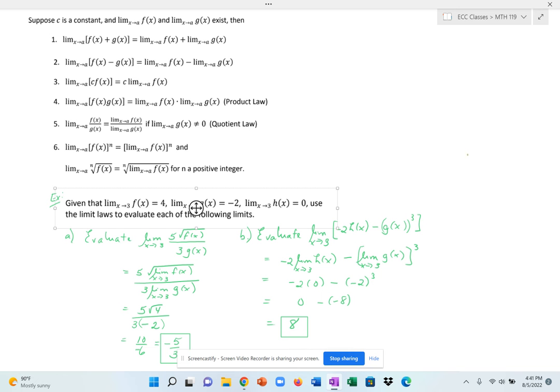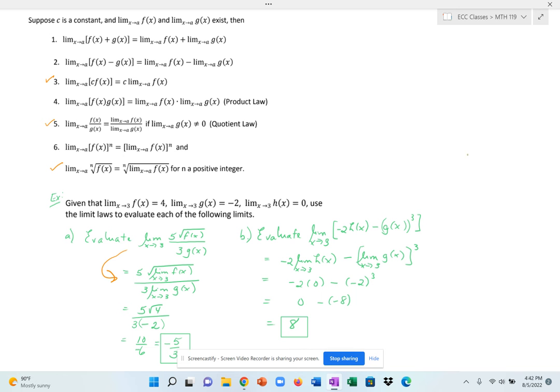So the first example is asking you to evaluate the limit as x approaches 3 of 5 times the square root of f of x divided by 3 times the square root of g of x. So we're actually going to use 3 laws here. The one for a constant in front of a function, the one for a quotient, and the one for a square root, because we have all 3 situations here. So first I'm going to rewrite this using the limit laws, and this is equivalent to 5 times the square root of the limit of f of x divided by 3 times the limit of g of x.